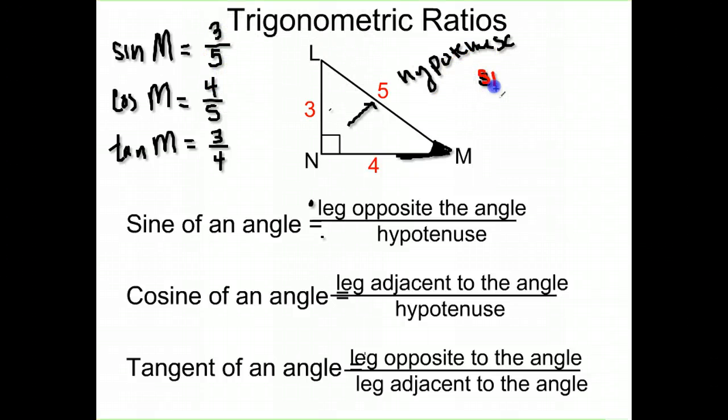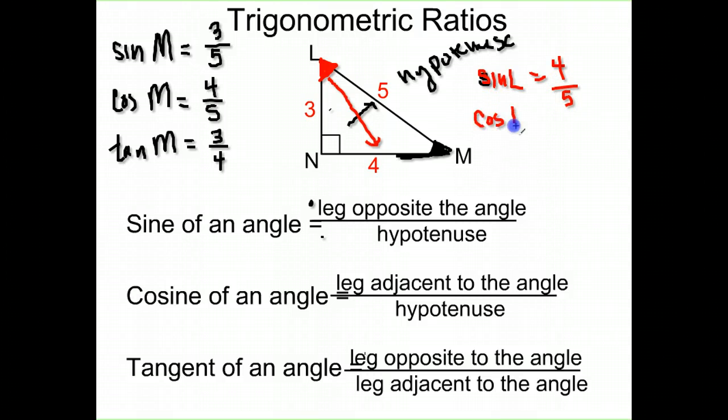Okay, so let's find the sine of L. So now you want to make sure, okay, what angle am I working with? I'm working with angle L, so we're working from this corner this time. Sine again is the opposite leg over the hypotenuse. So the leg opposite of L, the one across the figure from L, is 4, over the hypotenuse is still 5.